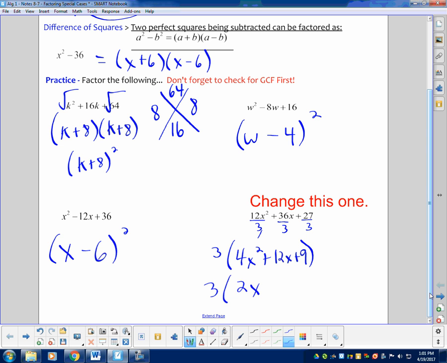2x times 2x plus 3, squared. Yes, that's it. And then you got this one on the back. That's it for that one. I'm talking about the one there.